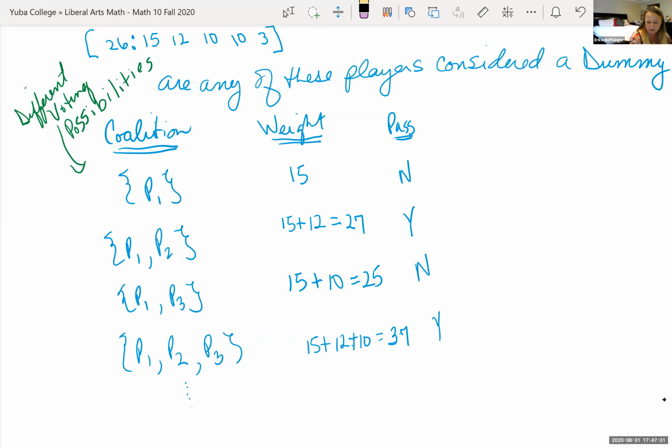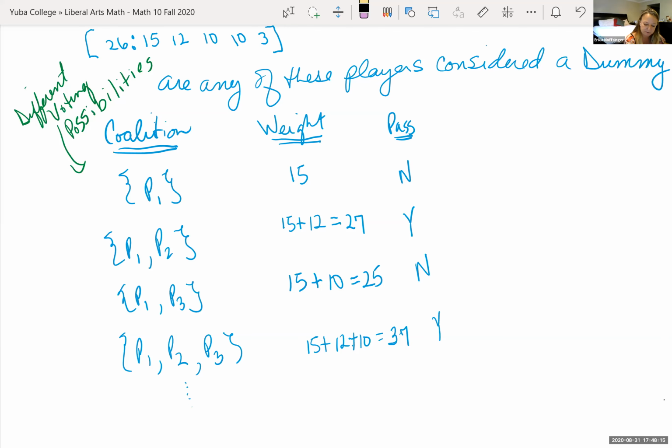If we start looking with 3 people, so 15, 25, I know 15 and 12, they don't even need player 5. But if I do 15 and 10, that is 25. If I add in player 5 here, I want to see would that push them over the edge. Well, 15 plus 10 is 25, not enough. But if player 5 comes in, that would push them to 28 votes. And so it's possible that player 5 could be that one to pass a decision.